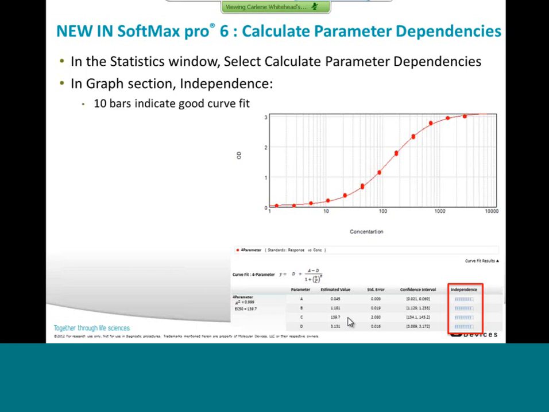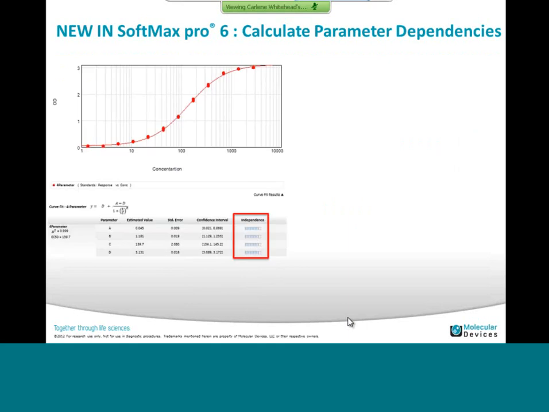If you have 10 bars, then it is a good curve fit. If you have 0 bars, then the fit is actually poor. So let me show you an example. Here, again, I have a 4-parameter curve fit. You can see that my curve describes my data quite well, and I have the higher and the lower asymptote. All my parameters can be calculated from my curve with no problem. And here you can see the independence for each parameter is between 7 and 9, so this is a good curve fit.